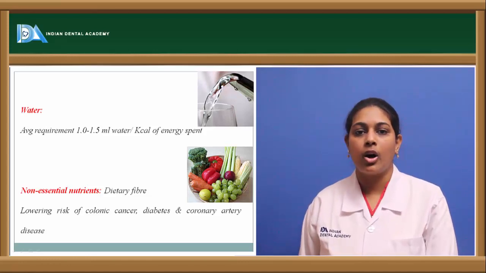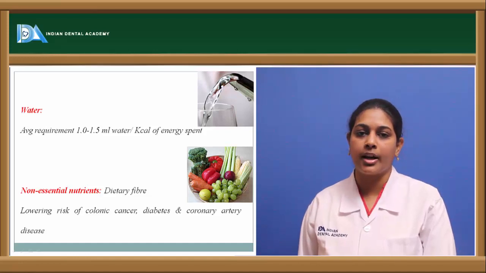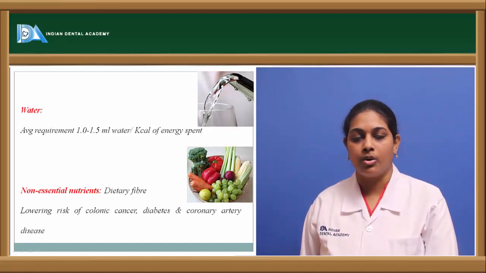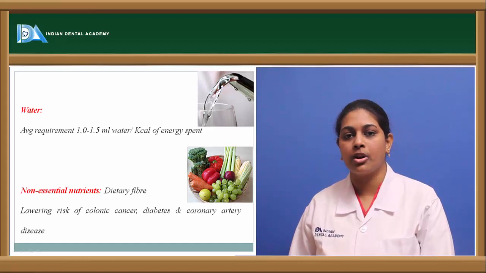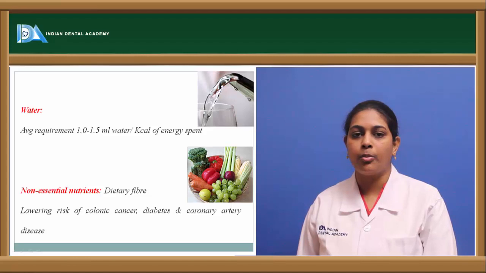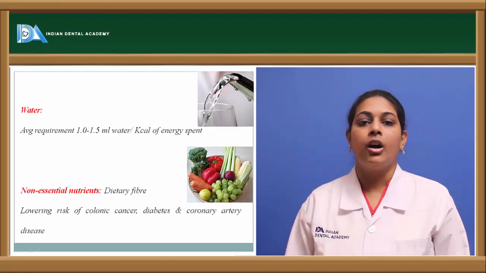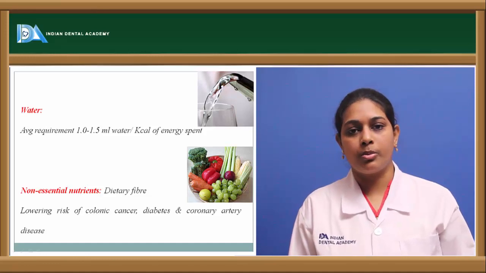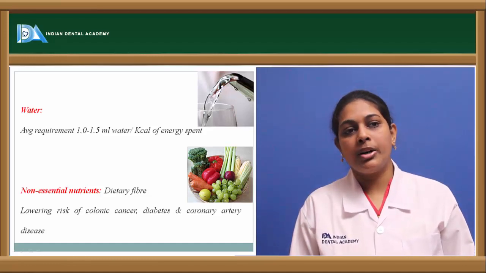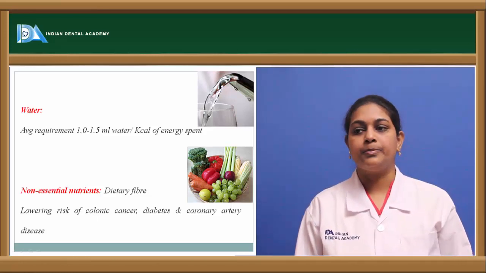Since water is being lost from the human body by excretion and exhalation, and because of certain conditions like alterations in hydration, that is, overhydration or underhydration, water is important to be maintained in our body. So the amount of water which is being lost is supposed to be compensated with the amount of water which is taken in. The average requirement for a human individual is 1 to 1.5 ml of water per kilocalorie of energy spent.